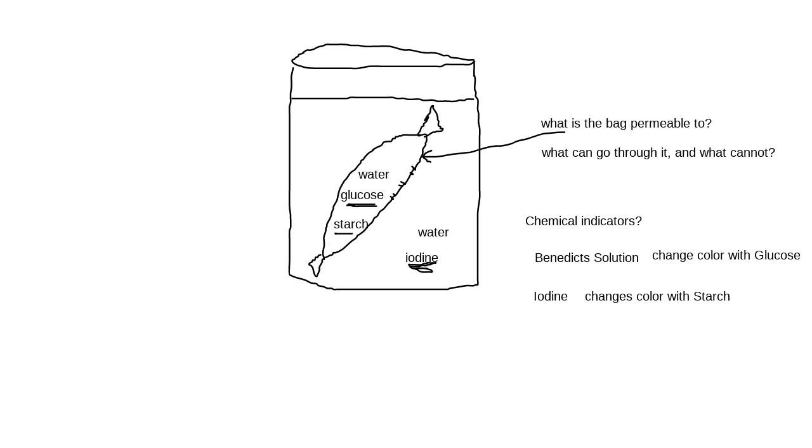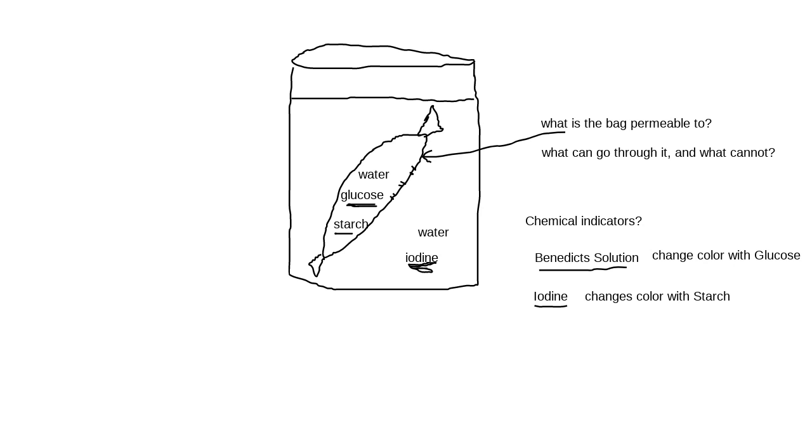Okay, so now I just want to make sure you understand. Benedict's solution is a chemical indicator, and it changes color with glucose. Iodine is a chemical indicator, and it changes color with starch. Those are the only two you need to know. Benedict's and iodine are all you need for this lab, and understanding that Benedict's is the test for glucose and iodine is the test for starch.